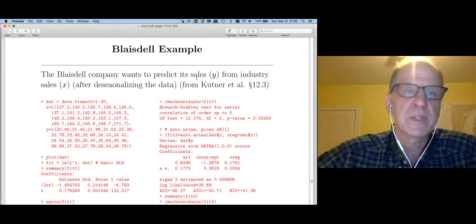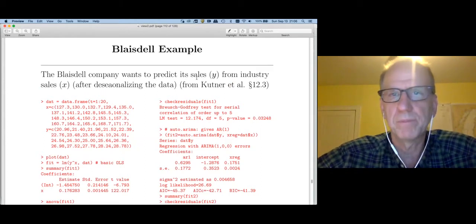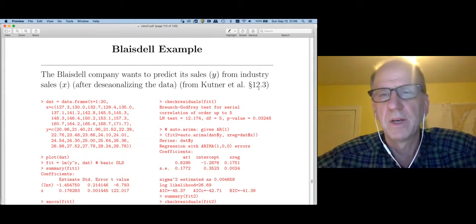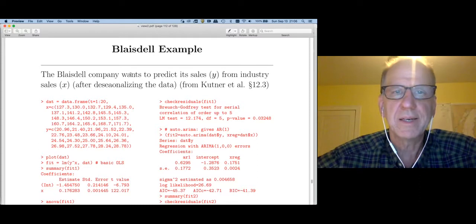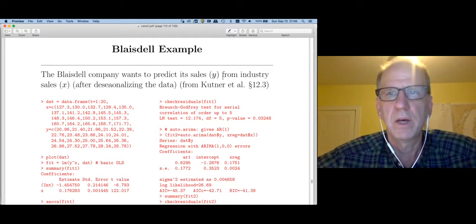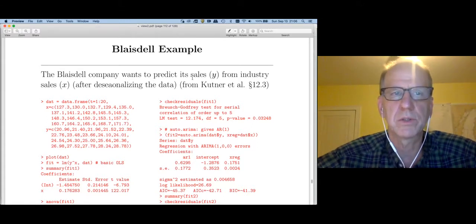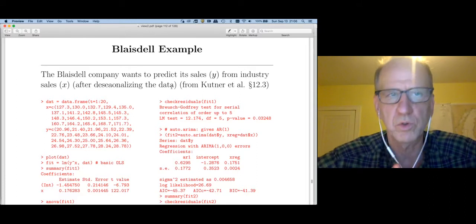I'd like to do one more example with us today. I call this the Blaisdell example. I've taken it from a book that I used to teach from. This is the Kutner book. So Blaisdell is some company that wants to understand how its sales depends on industry sales. So they'd like to be able to see if they can predict how good their sales are based on how well the rest of the industry is doing.